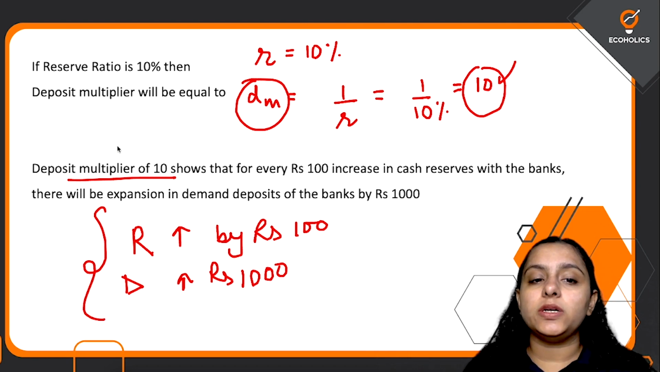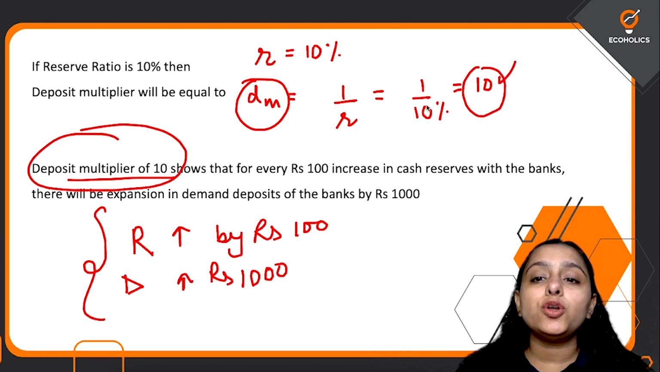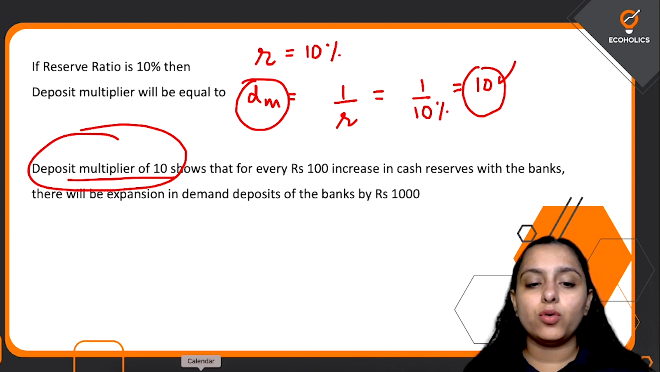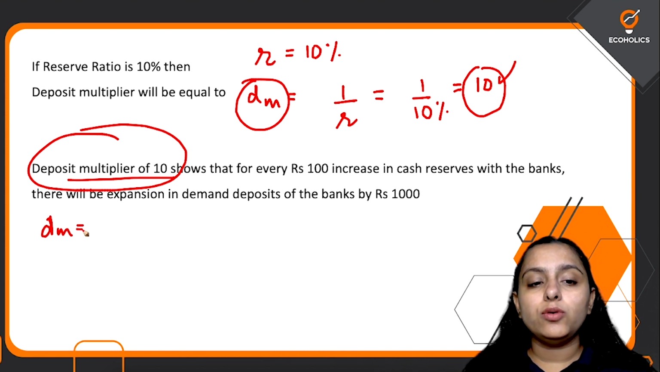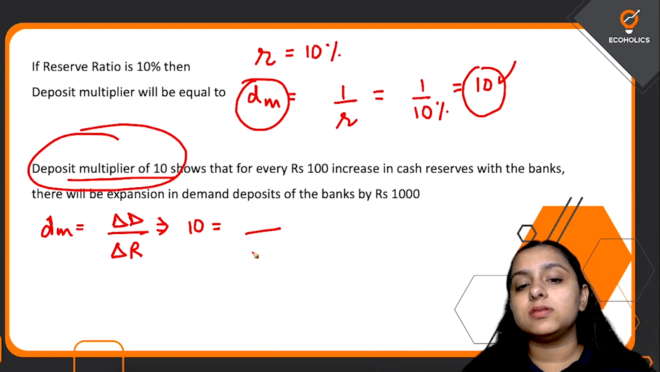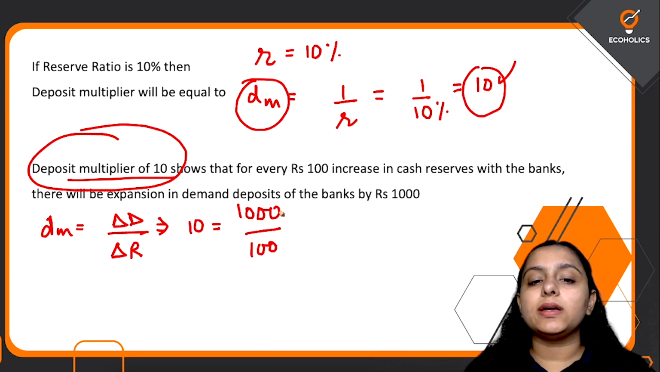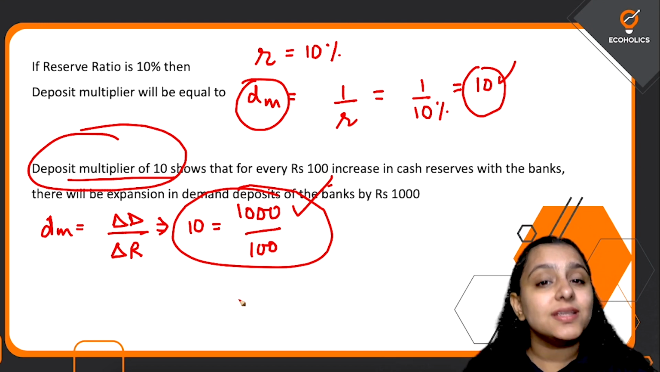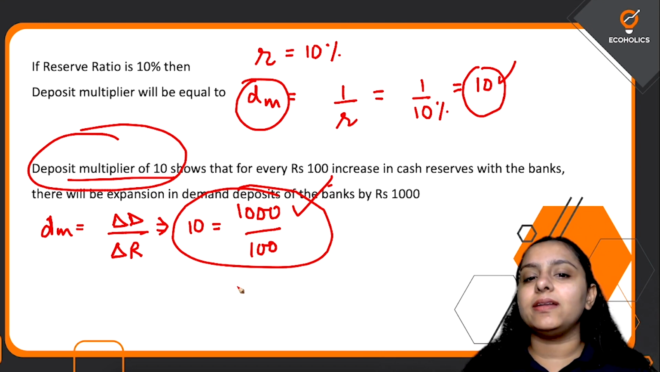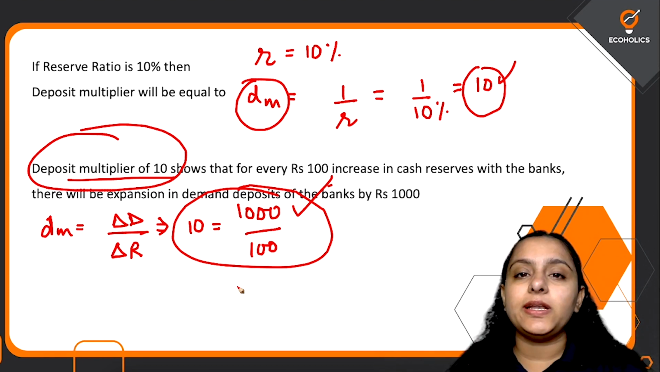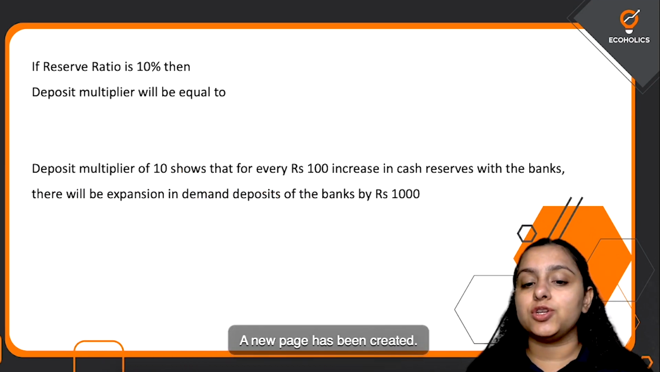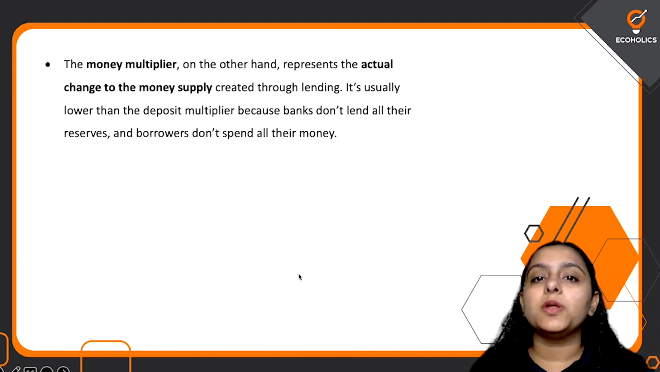This is what the deposit multiplier with the value 10 shows us, because I told you that the deposit multiplier tells you the change in deposits due to reserves. So if the deposit multiplier is equal to 10 and reserves are changing by 100, deposits automatically need to change by 1000 rupees. If the bank's cash reserves increase by 100, banks can create credit through which they will ultimately increase deposits by 1000 rupees. This is the interpretation of the deposit multiplier.